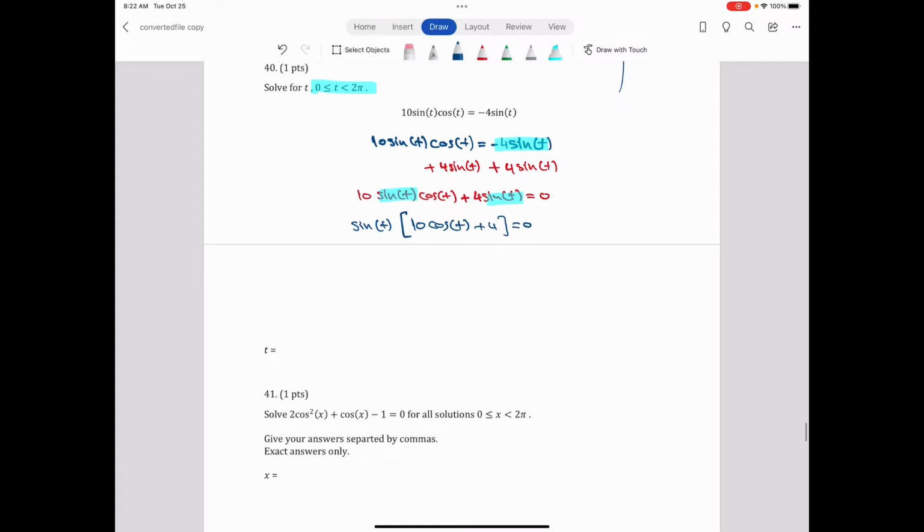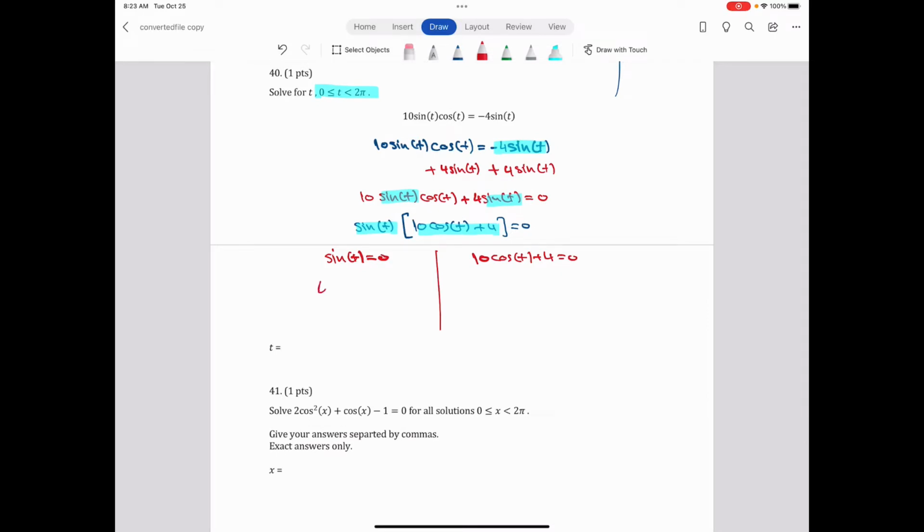Now I have two quantities whose product is 0, which means either one of them is 0. So either sine t is equal to 0 or 10 cosine t plus 4 is equal to 0. I'm going to solve the first equation. Sine t is equal to 0, which means t is either 0 or pi, because sine 0 is 0 and sine pi is 0.